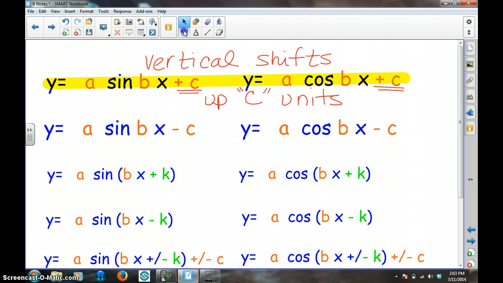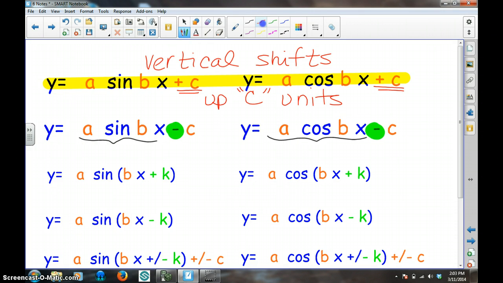These next two down are the same exact graphs, but instead of a plus, I'm seeing a minus. So for these two graphs, I would take the graph that we learned how to graph last block and push it down C units. Does everybody see where I'm getting this from? And do you see what I mean by the plus or minus occurs after the trig has completely been calculated? So basically it's just a change in the answer, a change in the y value, a change in the height.